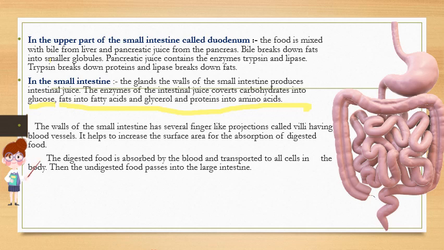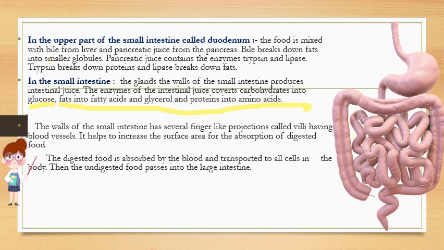Digestion is completed, but the food has to be absorbed into our body, right? So there are finger-like projections called villi, which have blood vessels. They help to increase the absorption of the digested food, so that we get different nutrients in our body. That's why it is very important to digest the food inside the body.